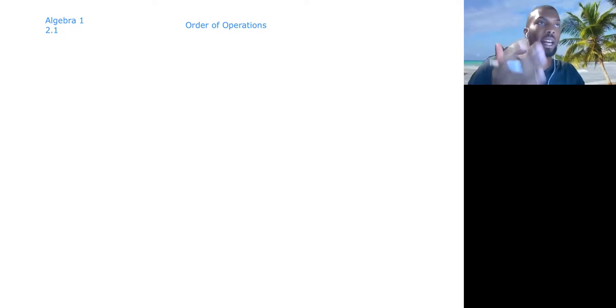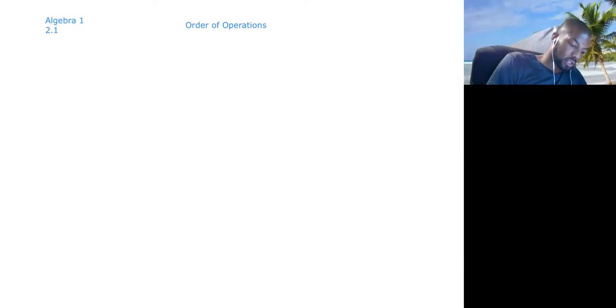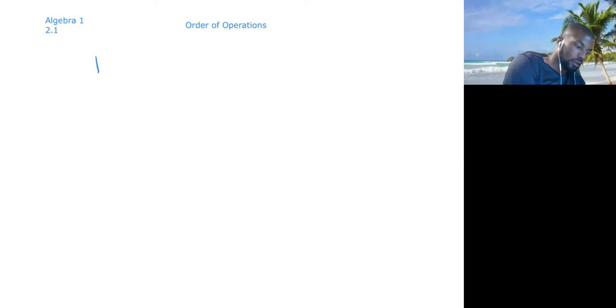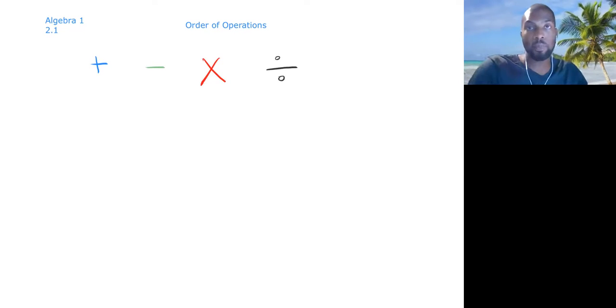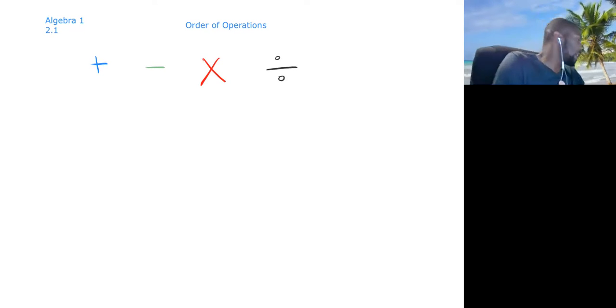So basically what happens is you're going to come across problems that have several operations, right? And as you know, there are four operations. You have addition, everybody's favorite. Very simple, very clean, very easy. You have subtraction. You have multiplication. And then you have division. Okay?